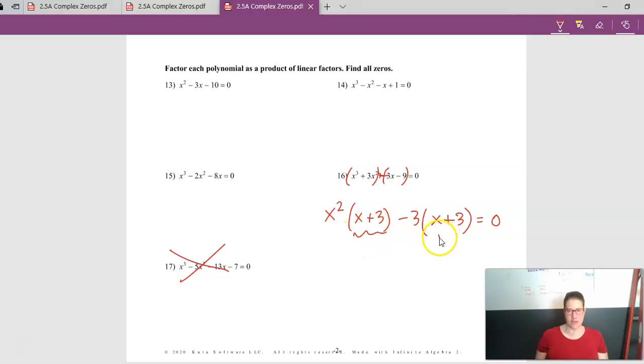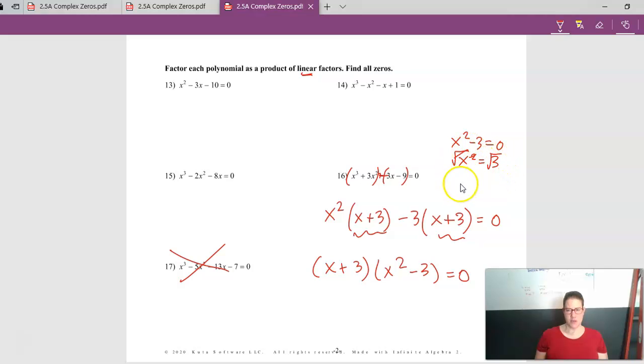So now I see that I have this x plus 3 in common. So I'm going to pull that x plus 3 out front, which would leave x squared minus 3. So this is not quite a product of linear factors yet, because this x right here is still squared. So that's where you're going to take that x squared minus 3 and set it equal to 0. You're going to solve for the x. So add 3 to both sides gives me x squared equals 3. And then take the square root.